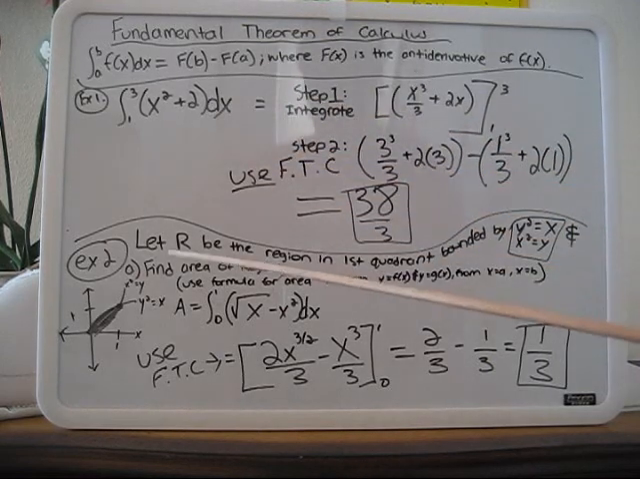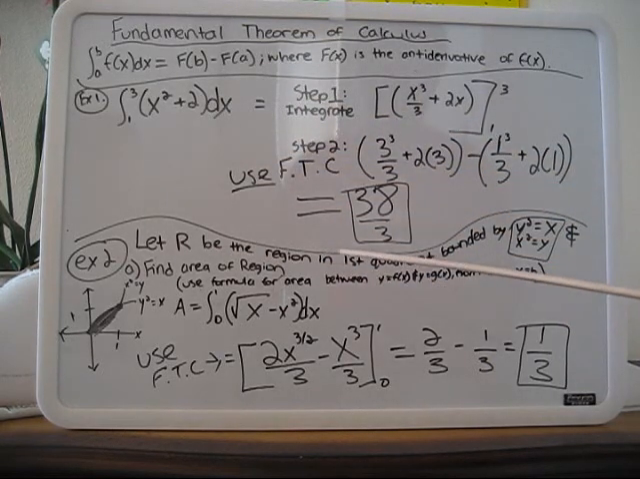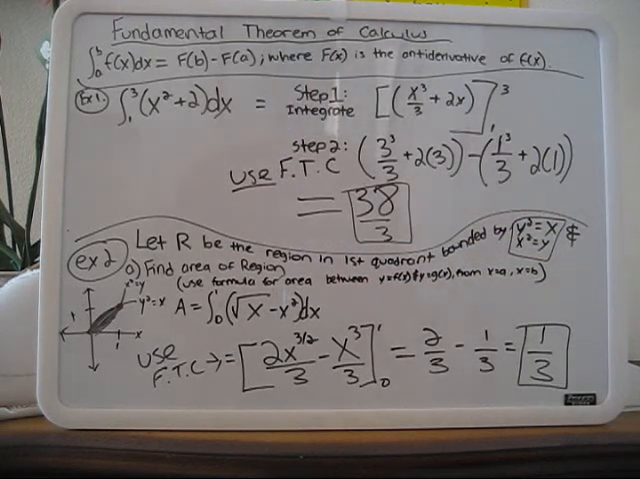Example 2: let R be the region in the first quadrant bounded by y squared equals x and x squared equals y. We have to find the area. The area formula would be the integral from a to b of the top function minus the bottom function dx.